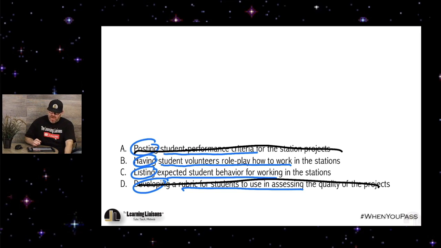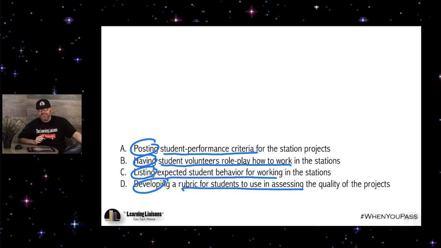So I crossed off 2. So now I have role playing. Nope, I'm going to try to keep somewhat the same colors here. I have students, volunteers role playing how to work in the stations, and listing expected student behavior. Now, I'm not going to blow your mind too much in this short little video, but let me take a step back on crossing off A and D.